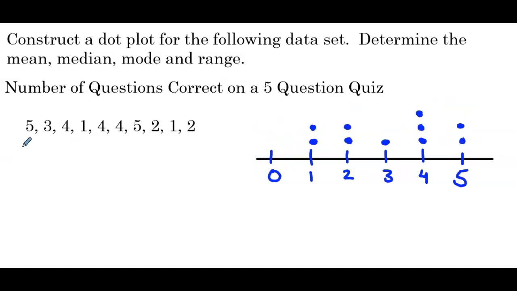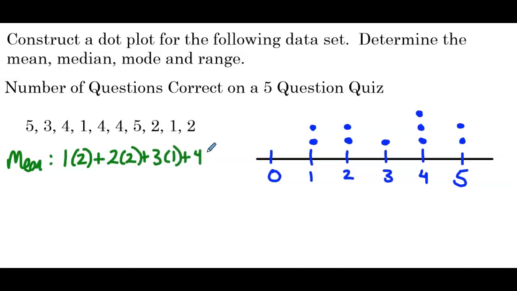So we'll start with the mean. Let's get a different color. So the mean, the average. So again, instead of writing 1 plus 1 plus 2 plus 2, at 1 we have 2 dots. At 2 we have 2 dots. At 3 we have 1. At 4 we have 3. At 5 we have 2. And we have 10 total dots. Now this one I think we can do by hand.